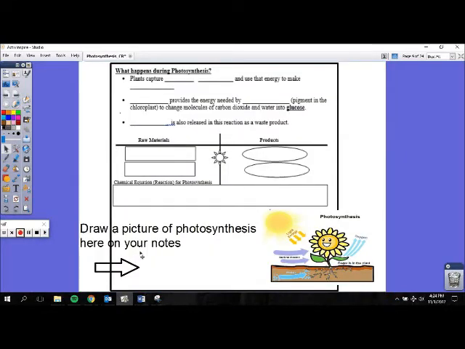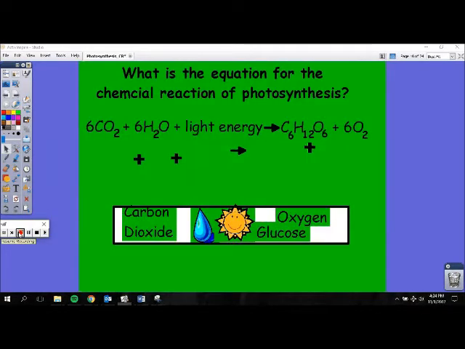At the bottom of your notes page, you're going to draw a picture of photosynthesis. I have included an example for you. Please label and include what things go into photosynthesis, so carbon dioxide, water, light energy, and what things go out, or those are your products, your oxygen and your sugars. Do this now. Once you have finished your picture, you can continue on with the video.